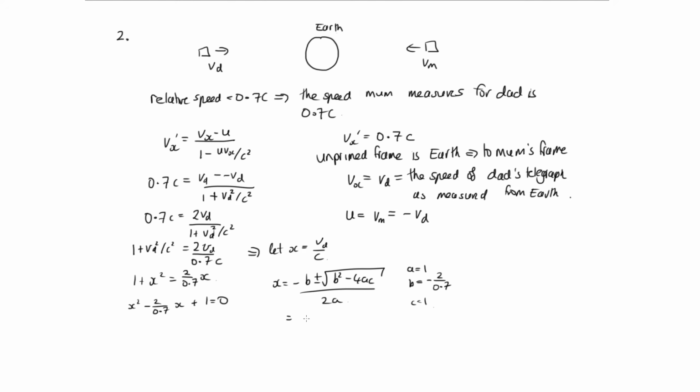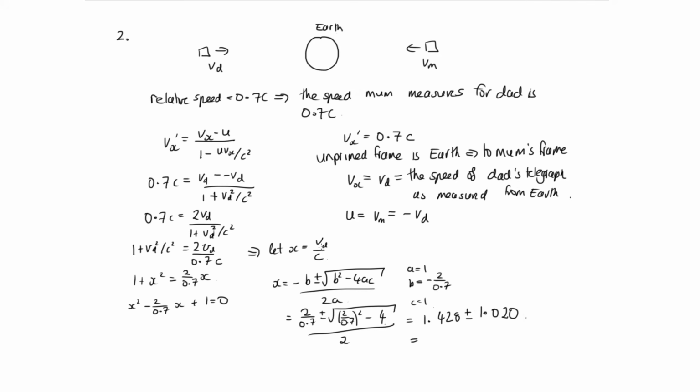So we have x is equal to 2 over 0.7 plus or minus the square root of 2 over 0.7 squared minus 4, over 2. So this is equal to 1.428 plus or minus, so 1.428, that's just 2 over 0.7 divided by 2, plus or minus, then we solve this on the calculator, 1.020.